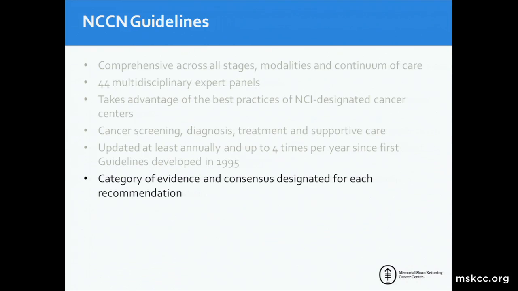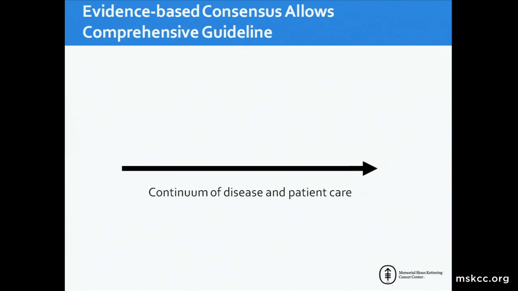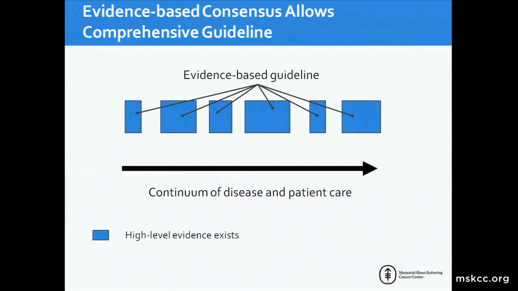The categories of evidence and consensus are designated for each recommendation. The process is transparent, and all votes are actually recorded and available. The idea is to provide a suite of tools to provide quality oncology care. So the key here is the continuum of care. High-level evidence may not exist across a continuum of care. It might exist in first line, but it might not exist for all patient populations.